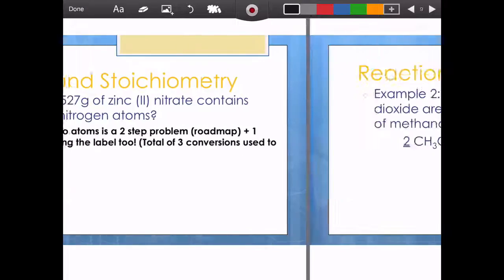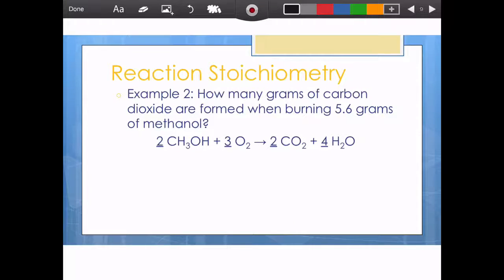So if you go to example number 2 on your note sheet, it says how many grams of carbon dioxide are formed when burning 5.6 grams of methanol. I'm going to change the carbon dioxide to be water just so that you guys have a different example than one that we did in class. So we are going to start with the 5.6 grams of methanol.